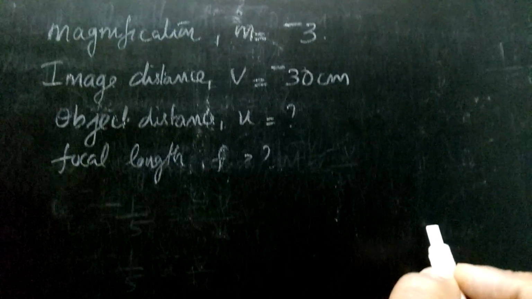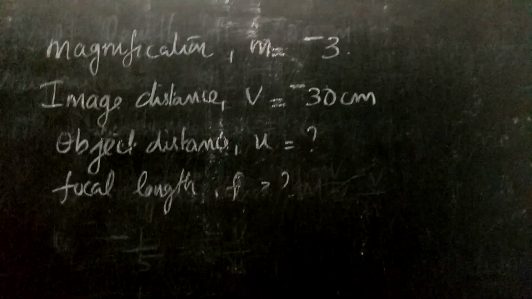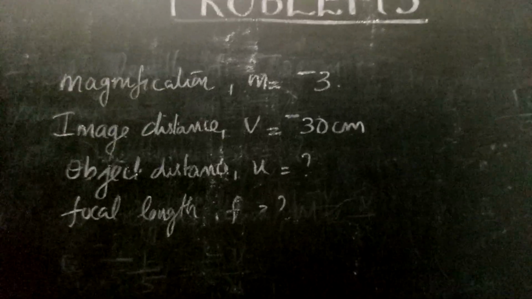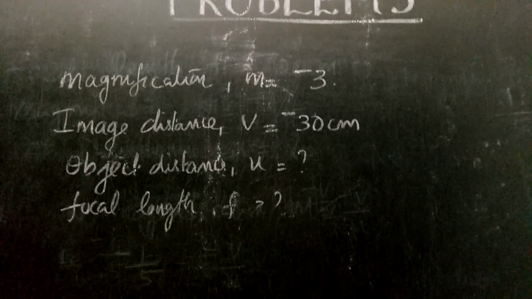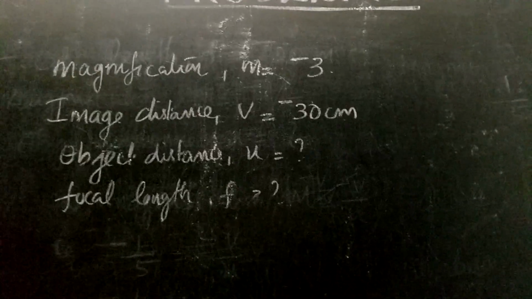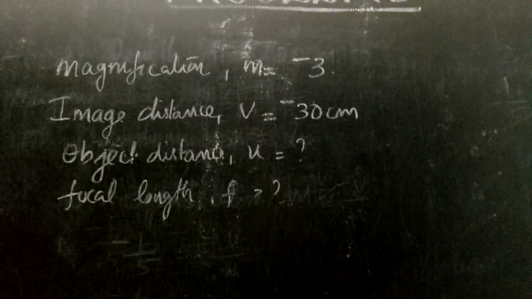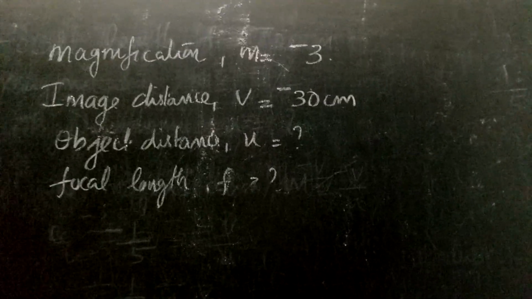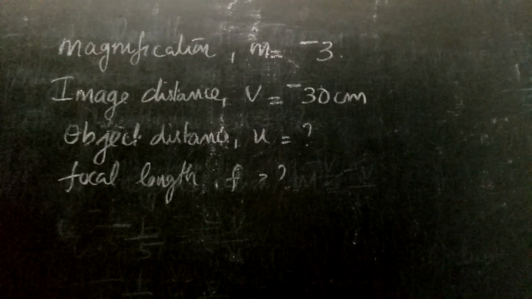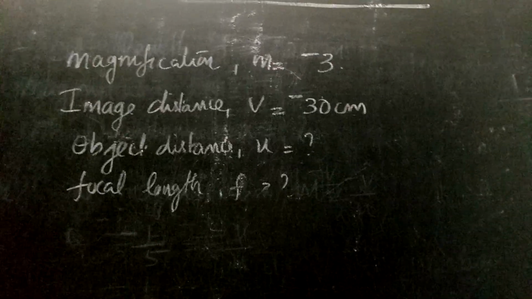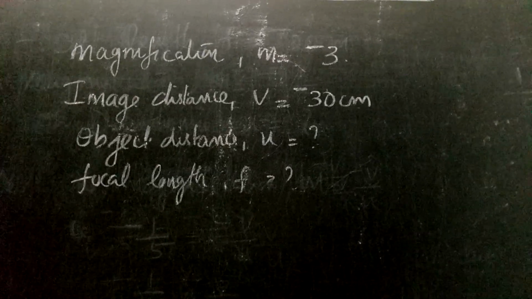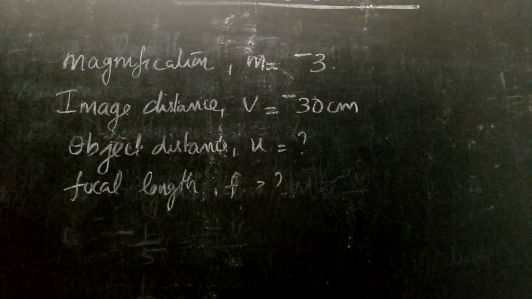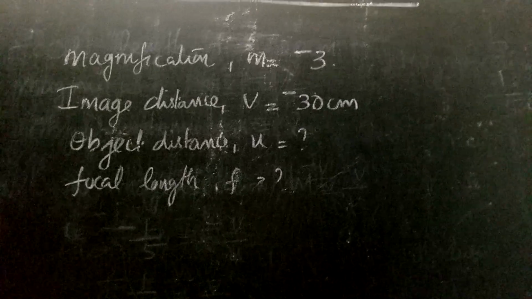Then identify the mirror. How will you identify the mirror? Here it is given real and 3 times enlarged image. A real image can be formed by only a concave mirror. So from this itself we can identify the mirror. The mirror is a concave mirror. So first you have to write here: the mirror produces real and 3 times enlarged image, so it is a concave mirror, because only a concave mirror can produce a real and inverted image.